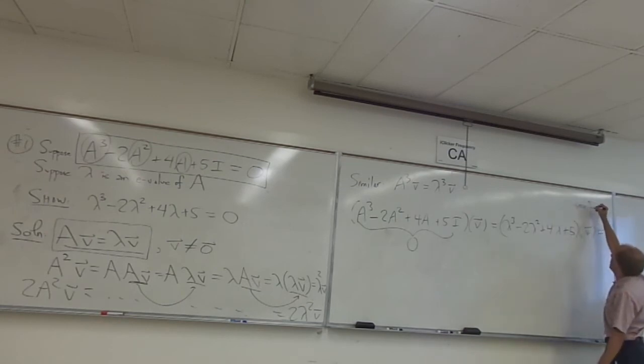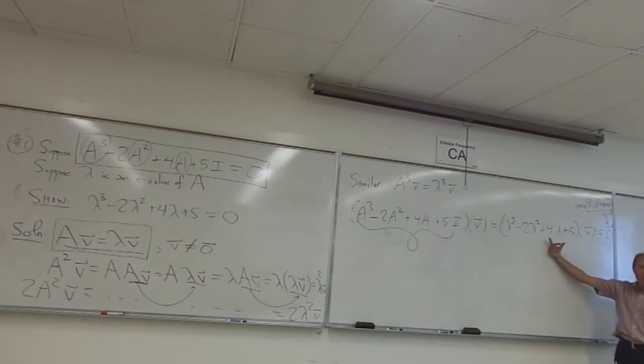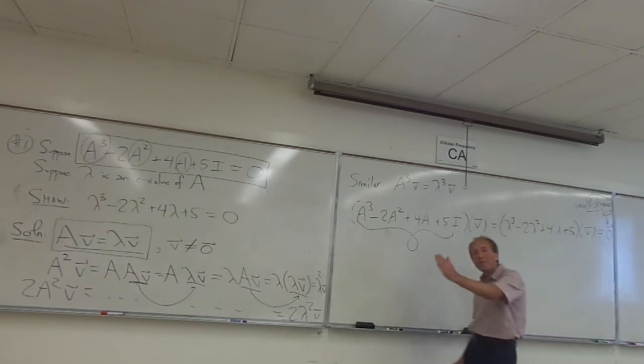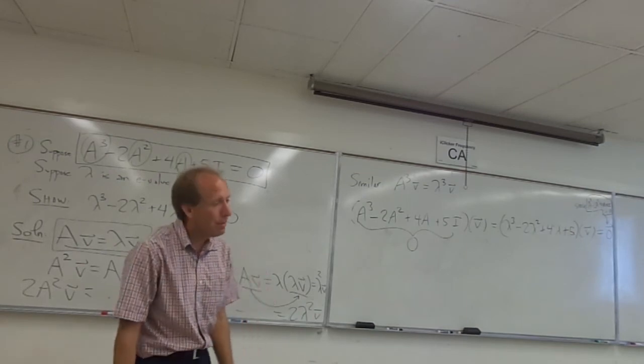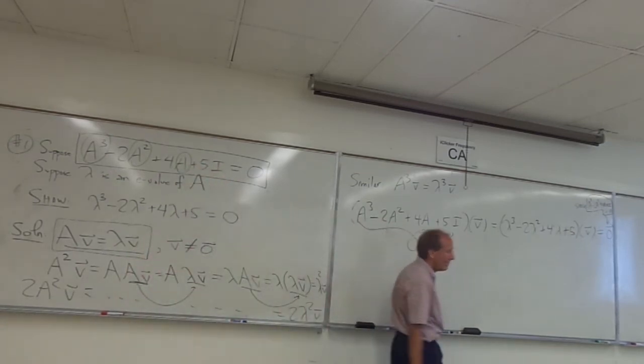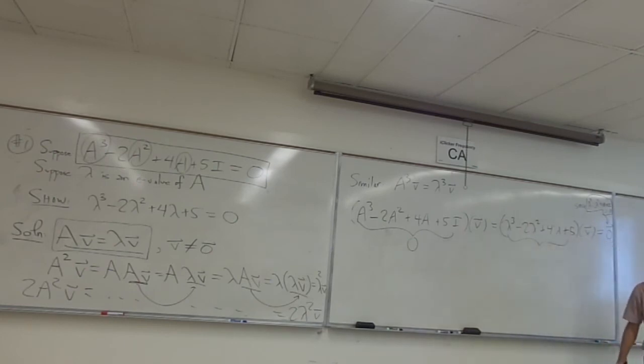Since a cubed minus 2a squared plus 4a plus 5i is equal to 0. So what do we have? We have some number times our non-zero vector v equaling 0. So if I take a non-zero vector and multiply it by a scalar and get 0, what does that scalar have to have been? This has to be 0, okay?